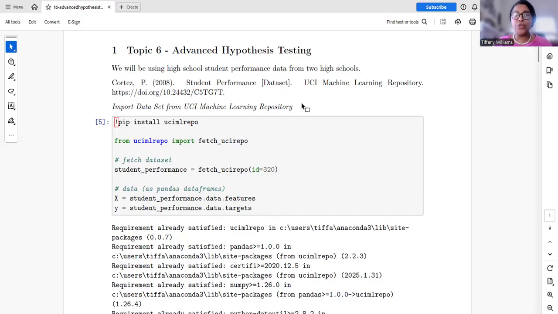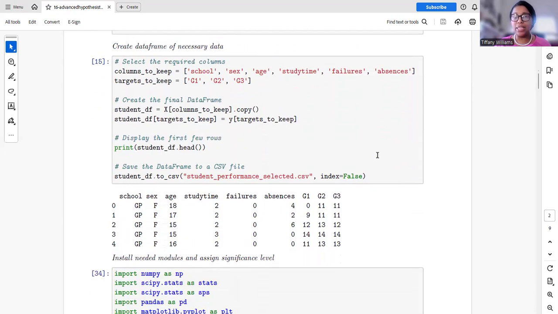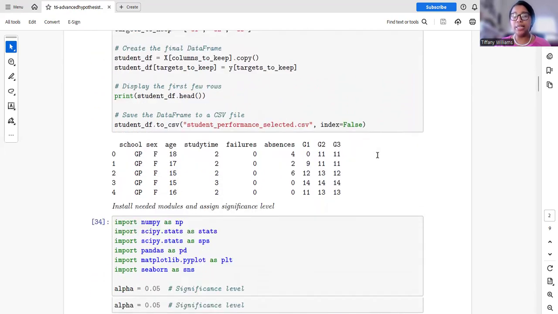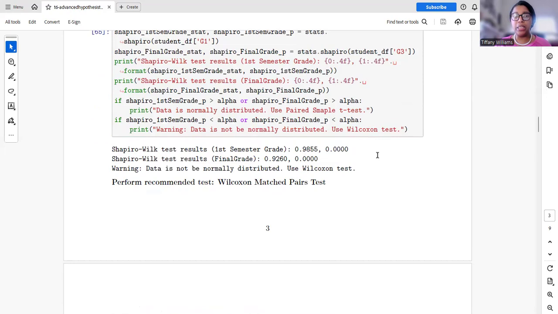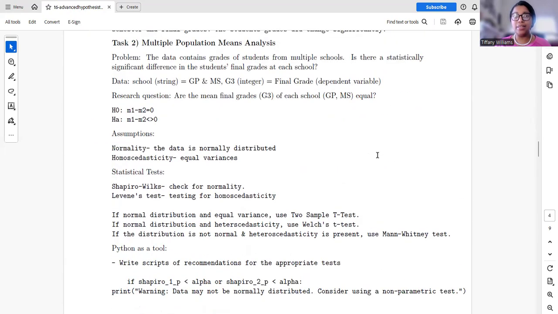As we continue to look at advanced hypothesis testing using high school student performance data from two high schools, again, we got this data from the UCI Machine Learning Repository and brought that data in, made it into the data frames that we need with the data that we will be using. And we will be looking at multiple population mean analysis.